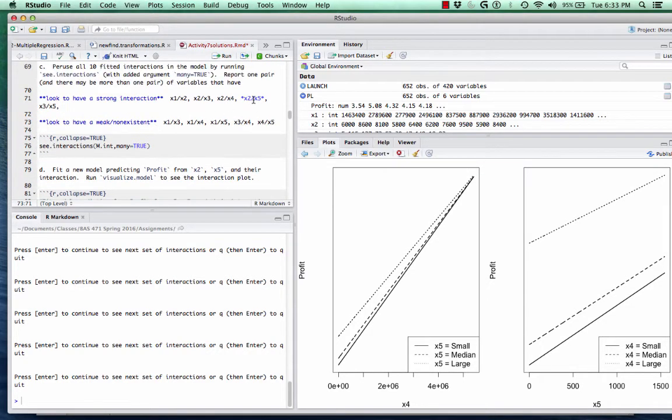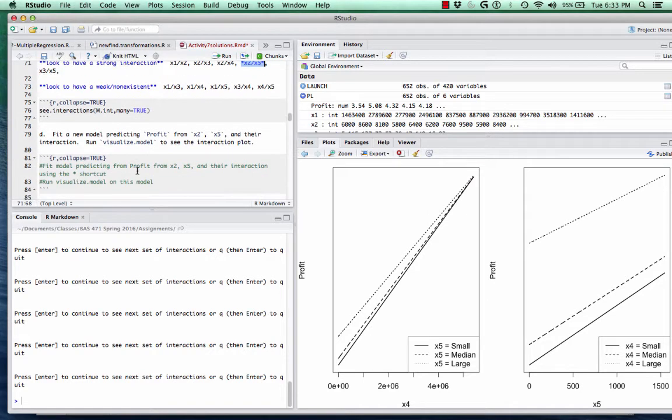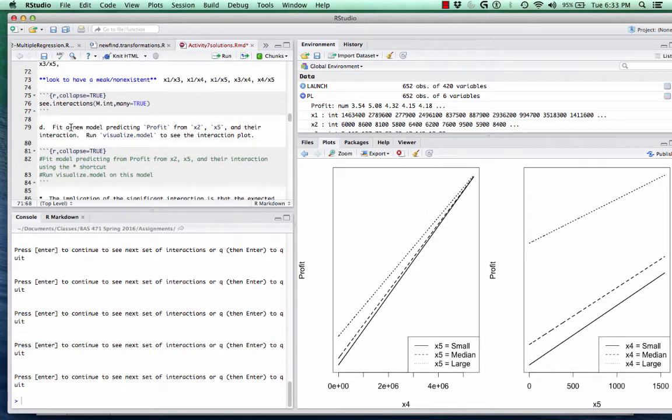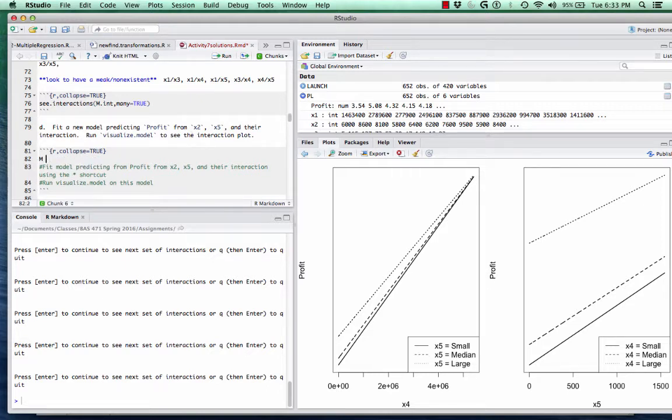Okay, so not too surprisingly, this seemed to be the strongest interaction going on. In part D, I ask you to fit a model predicting profit from just x2, x5, and their interaction. So I'm going to call it m.25, just to name it something different. And the way that we'll do this is with a shortcut. We'll say profit, our y variable, twiddle. And then to do the model with x2 and x5, along with the interaction in the model, I'm going to do x2 times x5. That lives in the PL data frame.